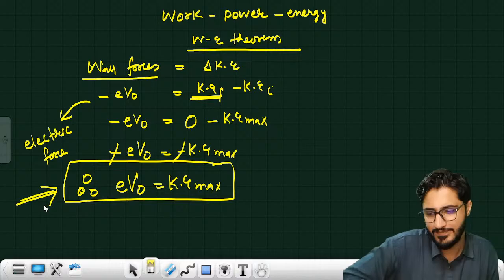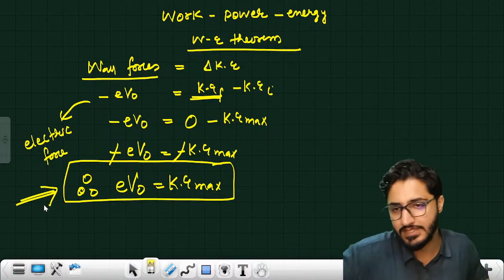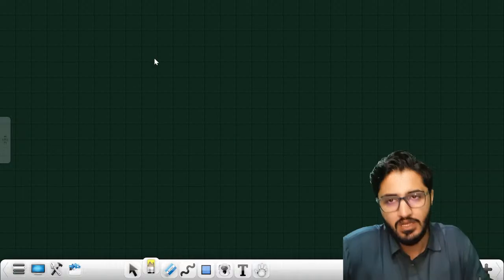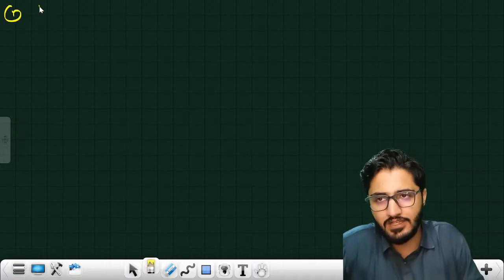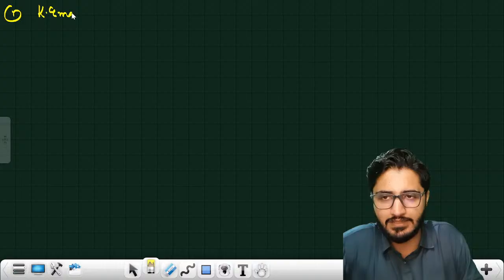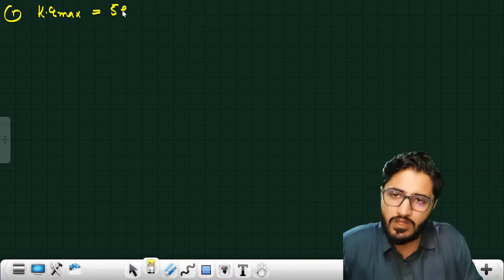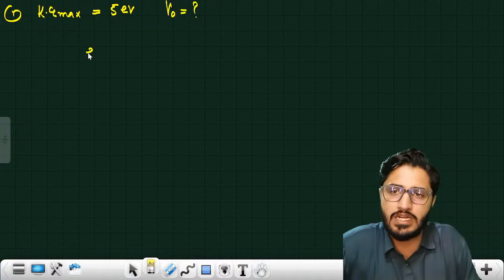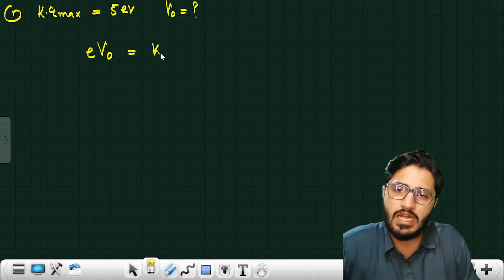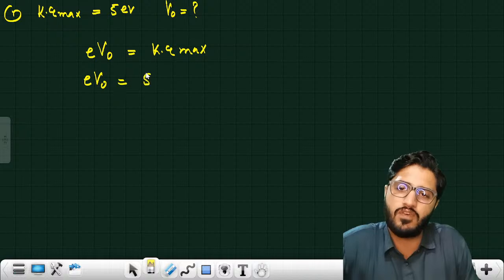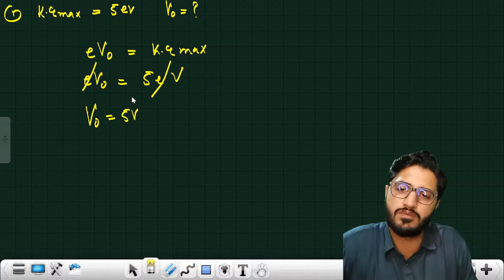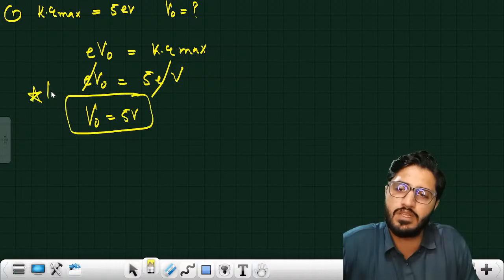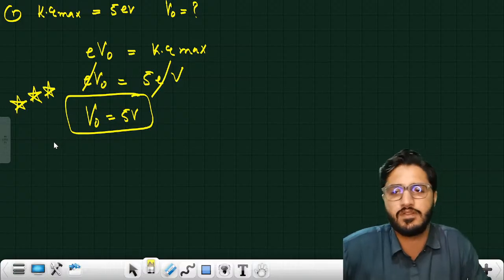Done? Okay, on the basis of the same, we have a numerical. If the kinetic energy max of any electron is 5 eV, find the stopping potential. We know that EV naught equals kinetic energy max. I will write EV naught equals 5 eV. The e's cancel out, so my stopping potential came out to be 5 volt. Easy or super easy? Shortcut way.